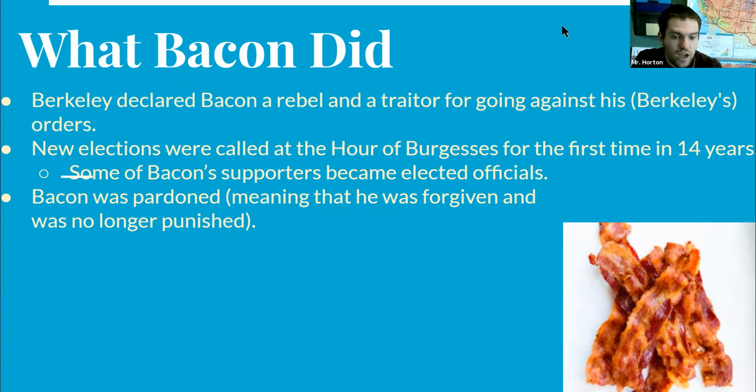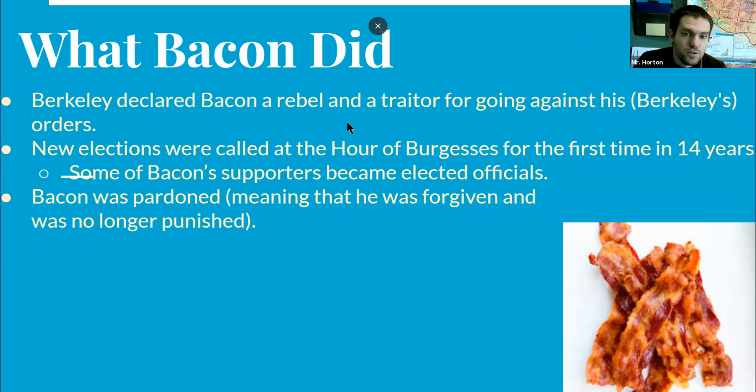So the House of Burgesses was often ruled by these rich people, and the poor people had no say in any of the matters. But as Nathaniel Bacon's rebellion went on, more of his people, so more of the poor people, were elected into the House of Burgesses, and they were able to pass laws that would help with those poor people. So Bacon was pardoned from forming this rebellion. So he was forgiven, and he was no longer punished for forming this rebellion against the government of Virginia.